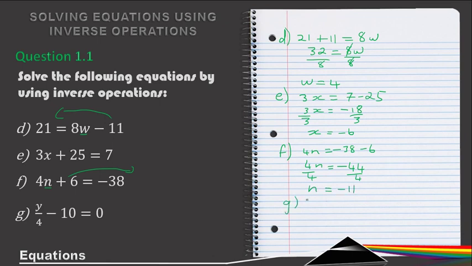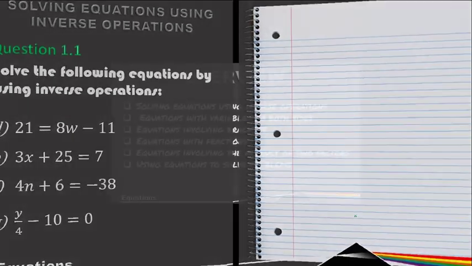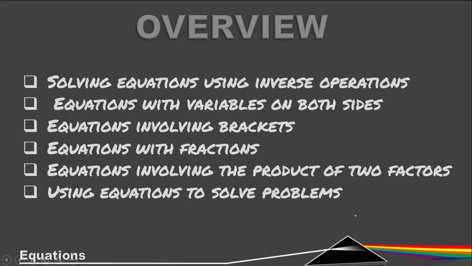Then for G, I want to solve for y, so the first thing that goes over is the 10. So we have y over 4 equals to positive 10, and then to get rid of this 4, I need to multiply both sides by 4. So then y is equal to 40. Okay, so that was basically solving equations using the inverse operations.